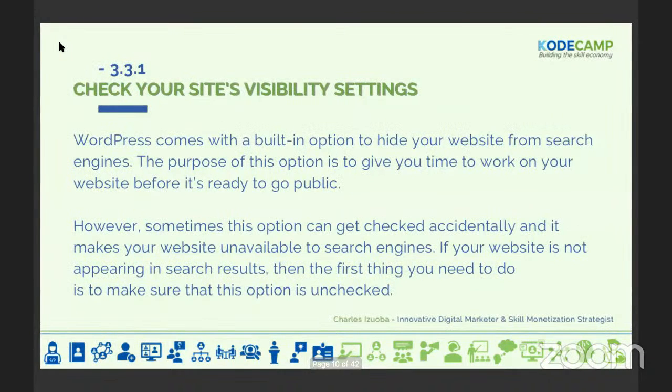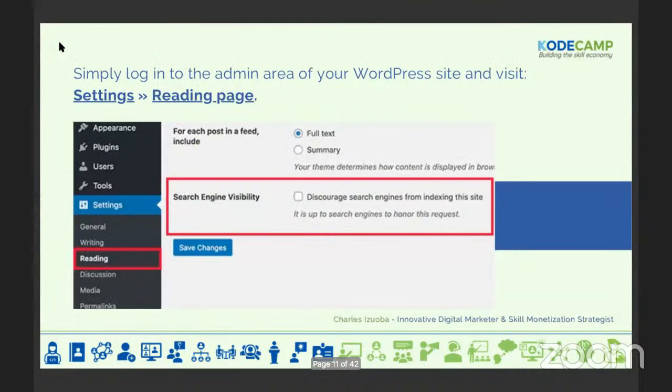So 3.3.1, check your site visibility settings. If you own a WordPress website, by default, people won't see your website. The reason is because WordPress has set that in such a way that you need to work on your website, get things done before your website ranks, or before people get to see and visit your website. So there are certain things you need to do, and it is very, very easy. All you have to do as a WordPress owner is to go to the search engine visibility of your website and turn it on. So let me show you how that is done.